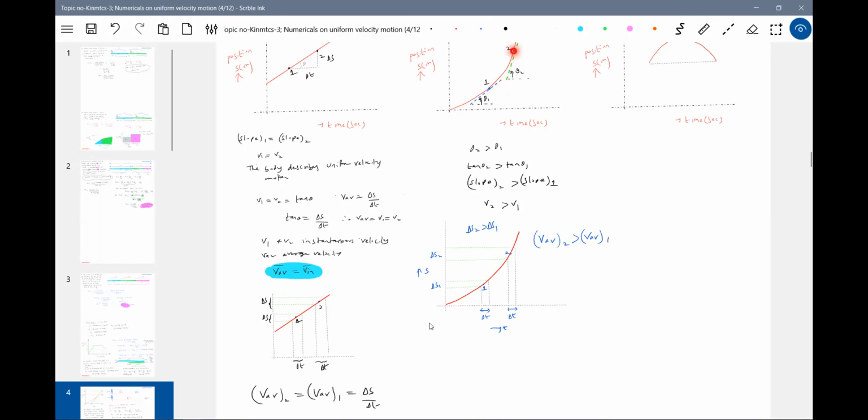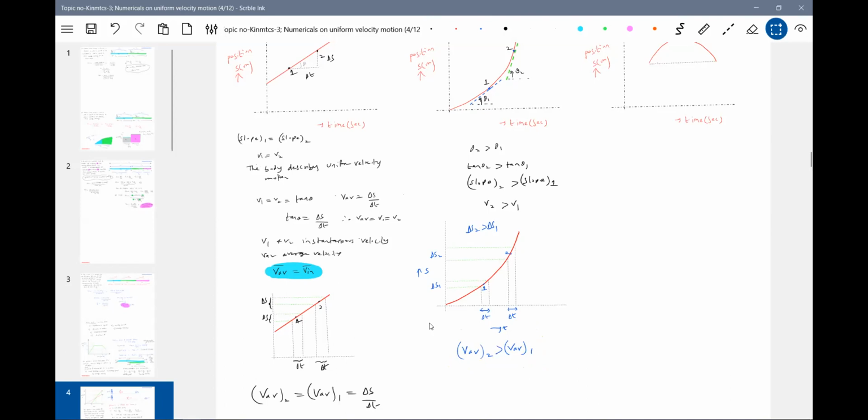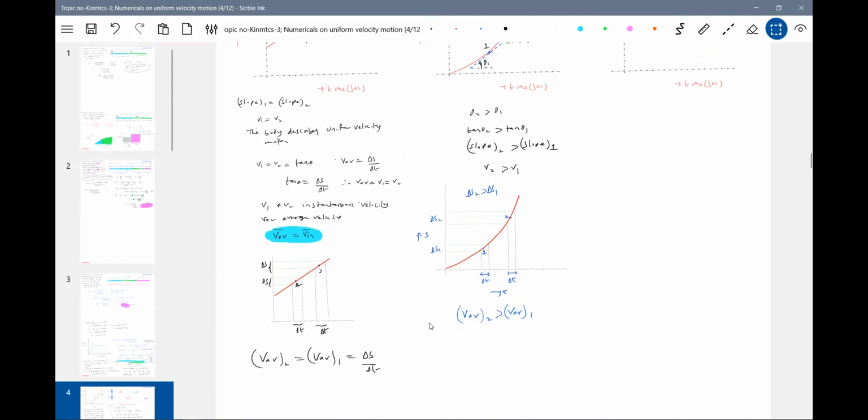Now calculate the average velocity at 2 and 1. Definitely at 2, it is more than at 1. So look at it now: is it uniform velocity motion? No, it's a non-uniform velocity motion. The body describes non-uniform velocity motion. So V average is not equal to instantaneous speed.